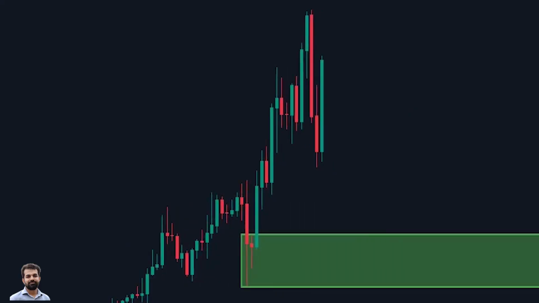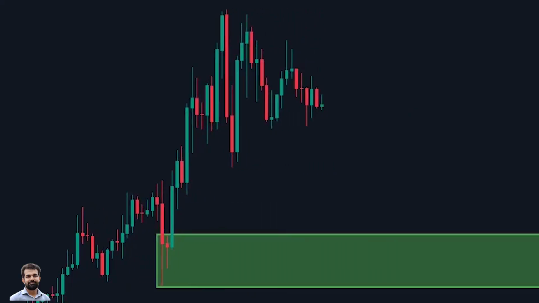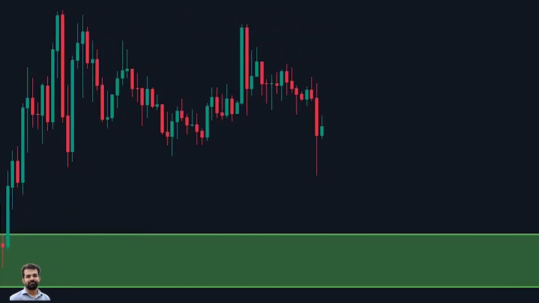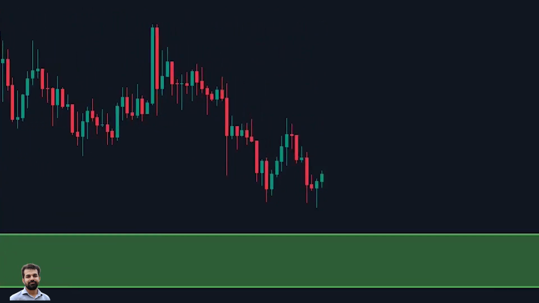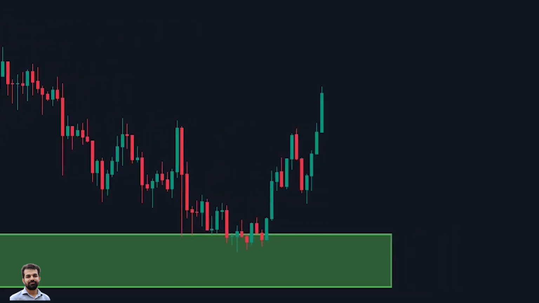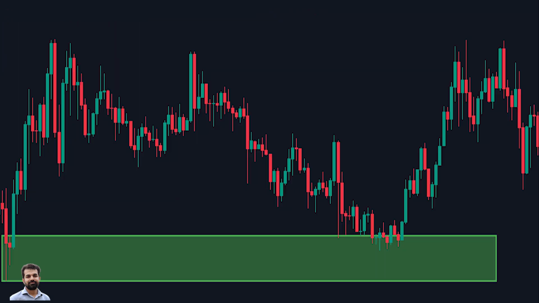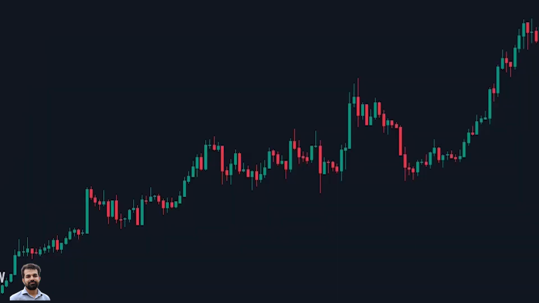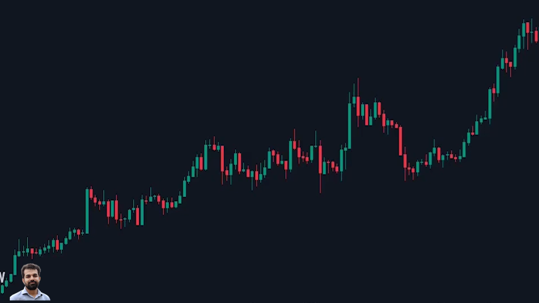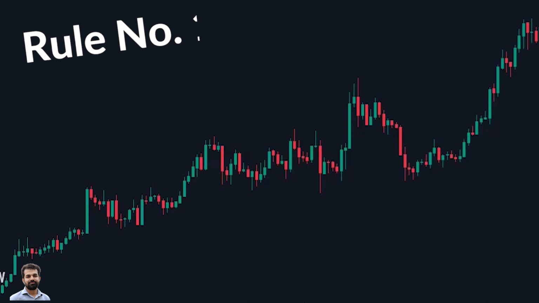Many traders make the mistake of trying to buy at the very bottom of a downtrend, hoping to catch the exact moment of reversal. While it would be great to make a big profit from that, it's extremely rare to pinpoint that exact moment. Most of the time, it's just not realistic. You might have heard the saying, the trend is your friend. What that means is I will only make trades if the chart is going up. So let's jump into the first rule of this strategy.